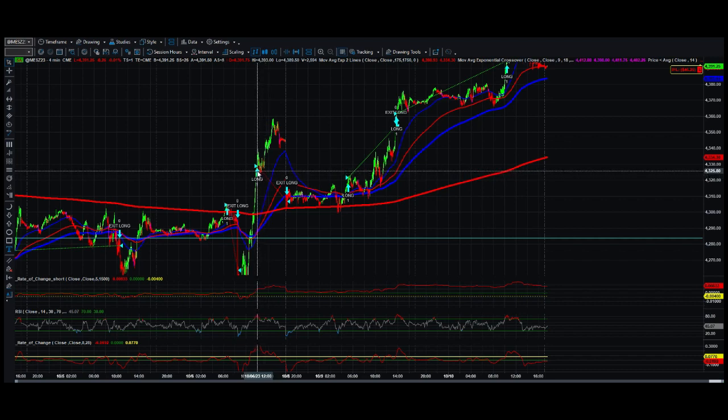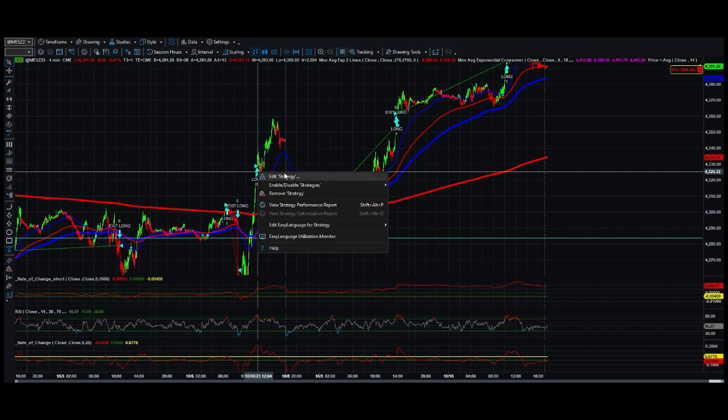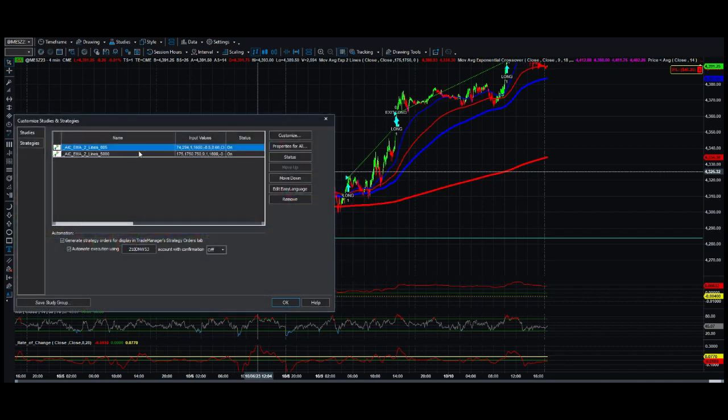Now, this is a combination of two strategies. So let me show you what I mean. If you right click on the strategy, say edit strategy, you can see here Automated Income EMA 2 Lines 005, and then Automated Income Channel EMA 2 Lines 5000. The 005, that's the fifth version of the strategy. It is the strategy that works for long trades.